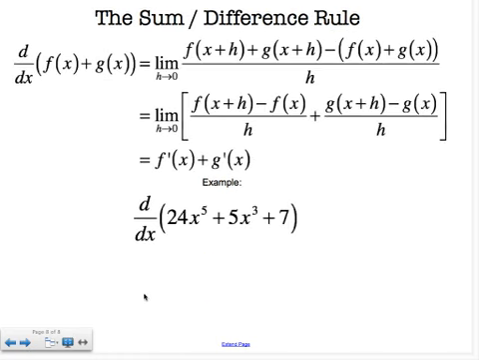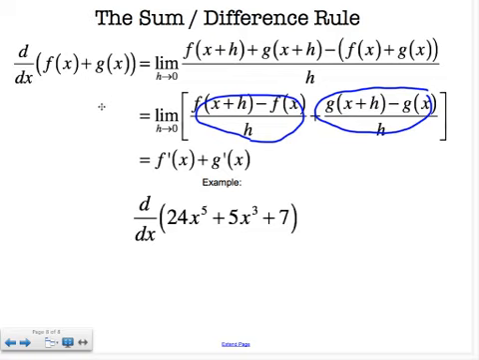Okay, then we also need a rule for sums and differences. So by definition, the derivative of a sum of two functions would be this: the limit as h goes to 0 of f of x plus h plus g of x plus h minus f of x plus g of x, all over h. If we rearrange the terms a little bit, we notice that this portion right here is just f prime of x, and this portion right here is just g prime of x. So the short of the story is the derivative of a sum is the sum of the derivatives. Sort of like the derivative distributes over addition and subtraction. Okay, it's a convenient rule.